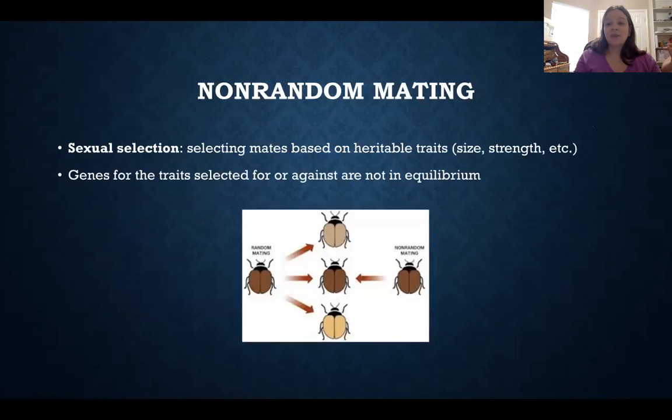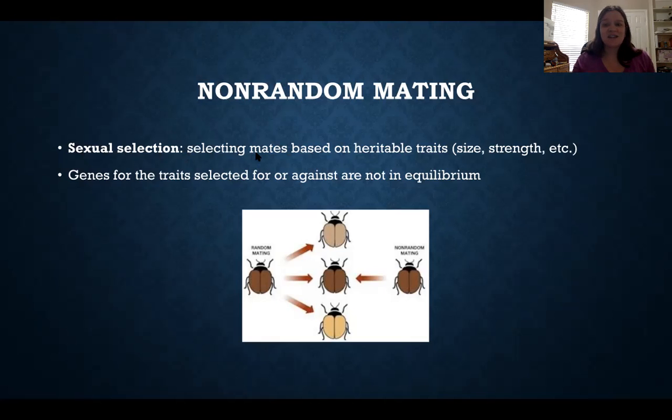So non-random mating would mean that there is some sort of sexual selection, that individuals are selecting their mates based on a trait. Like being the prettiest, or having the best coloring, or being the biggest or the strongest, or whatever, that there's some criteria that we use to select mates.